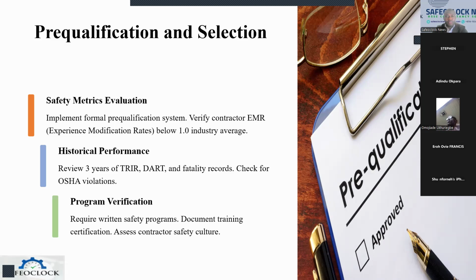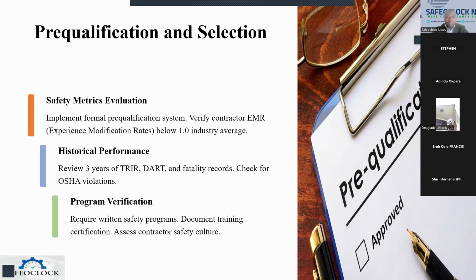So we need to look at the safety metrics, and we need to evaluate the organization as well, because implementing a formal pre-qualification system is very important. We need to check what we call the contractor EMR, which is most often used in the United States. They call it the experience modification rate, and the average level is 1.0.